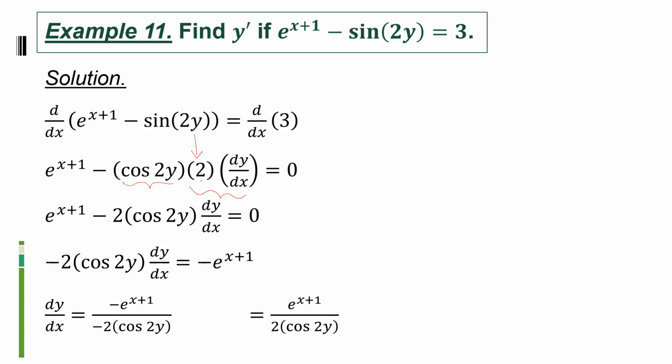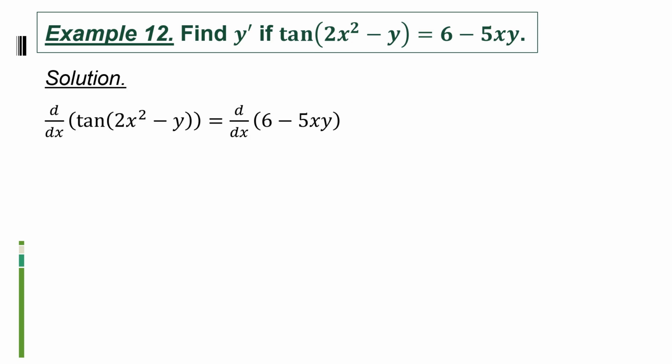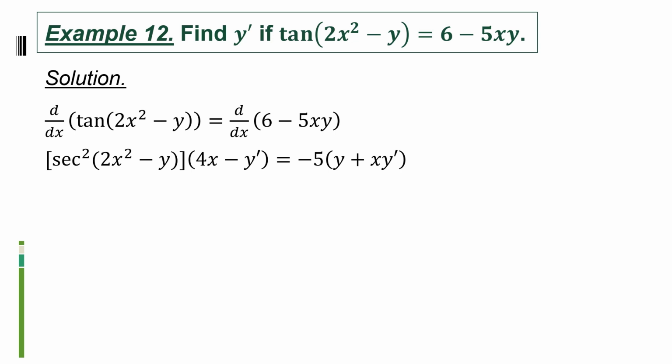And finally, find y prime if tan of 2x squared minus y is equal to 6 minus 5xy. So we have the derivative of tan 2x squared minus y is secant squared of 2x squared minus y. Then using chain rule, we have 4x minus y prime equals negative 5 times y plus xy prime. Kasi itong 6 naman, ang derivative niyan ay 0.